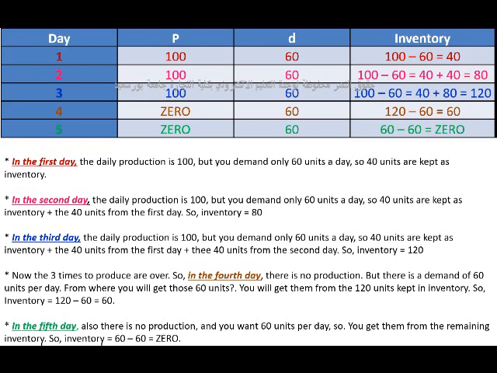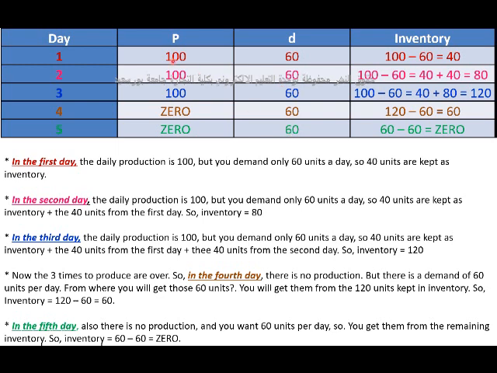We have here 5 days: first day, second, third, fourth, fifth. Production per day is 100, 100, 100. Why do we stop here? Because we said the production time will be 3 days. 3 days of production, then stop. So production will be 0 here. Demand, each day we use 60, 60, 60, 60.